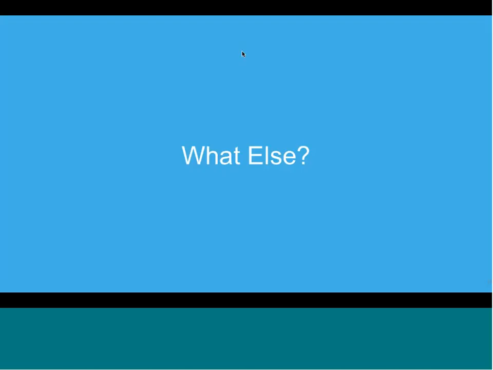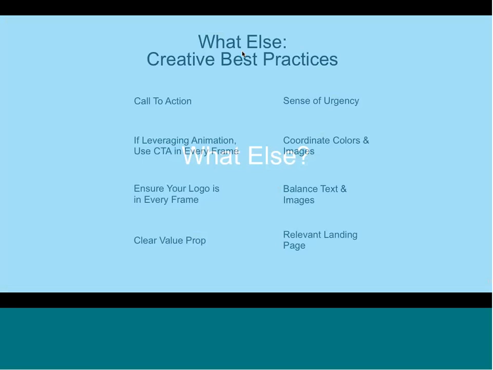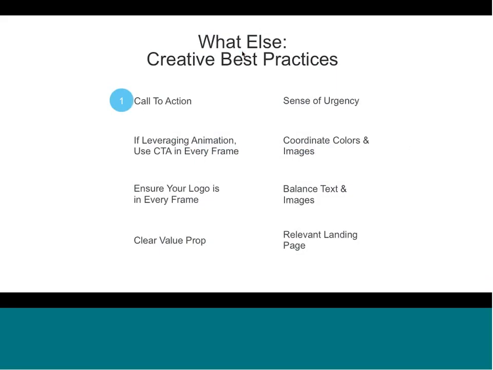Okay, cool. So what else? Some other things to consider here is creative best practices. So thinking about what your creative looks like and how to optimize that. So one, call to action. You're going to want to make sure that it's an actionable call to action. So download now, watch now, etc.